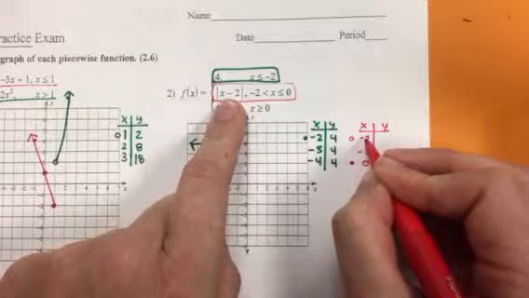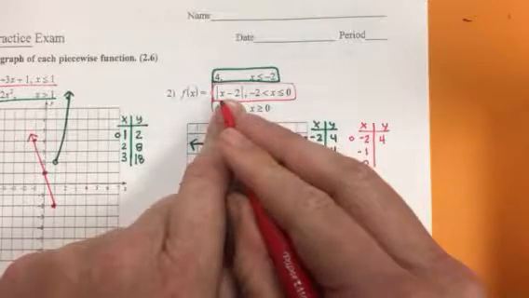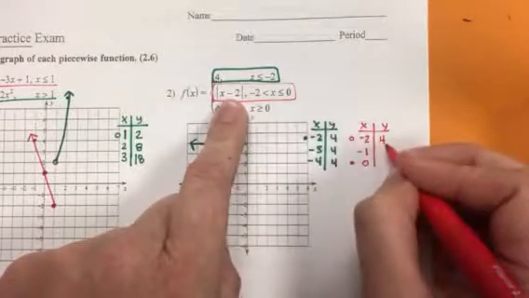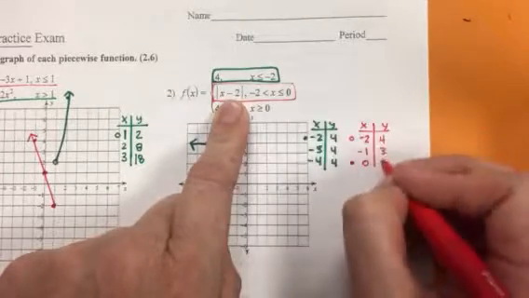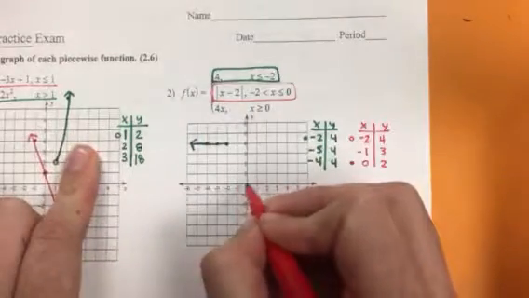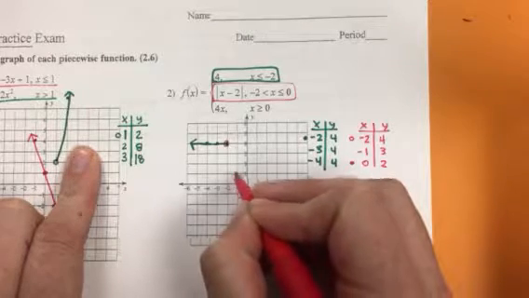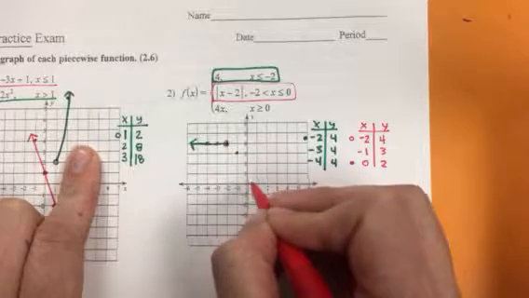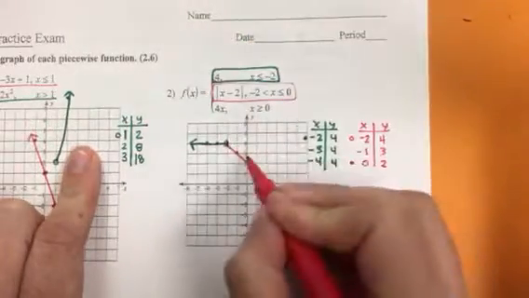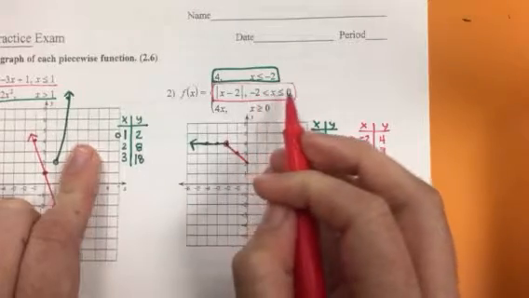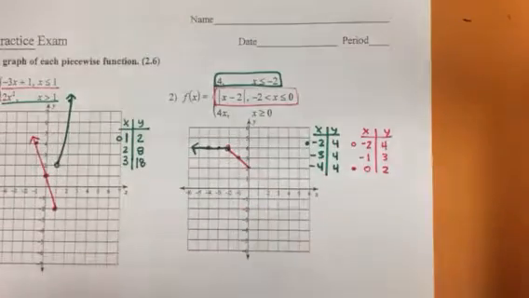Plug -2 in. -4, absolute value of -4 is +4. Plug in a -1, absolute value of -3 is a +3. 0 minus 2 is -2, absolute value of -2 is a +2. -2 up 4, open dot. -1 up 3, dot. 0 up 2, dot. And then I don't put arrows because it is stuck. X values are between negative 2 and 0. They can't go outside of those values.